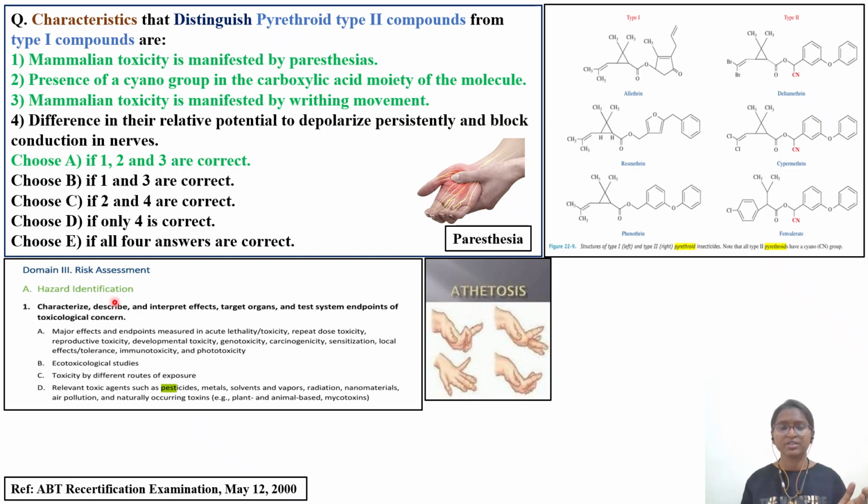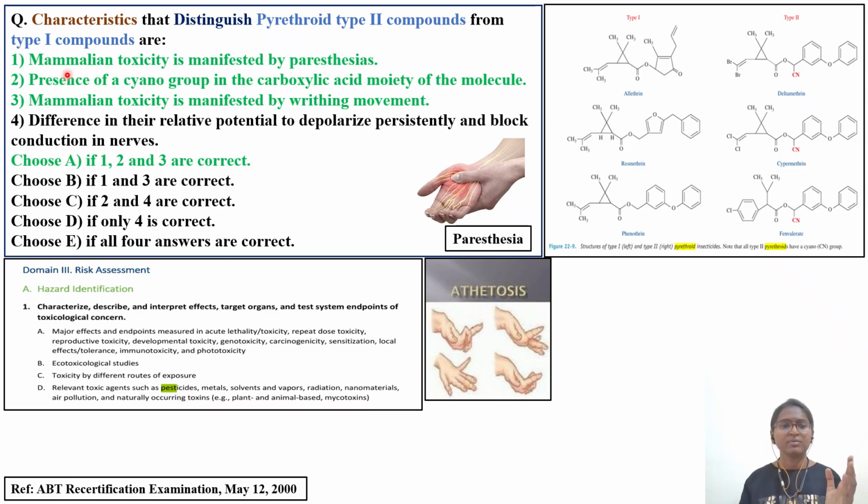If you look into the ABT brochure also, today only the new 2026 ABT brochure has been updated on the ABT website. So please go back and see. I will also go through and see what the important changes are. If any important changes are there, I will upload them in the channel. As you can see, it is still a part of domain 3, risk assessment: relevant toxic agents such as pesticides. So pyrethroids come under pesticides, the insecticide class of chemicals.